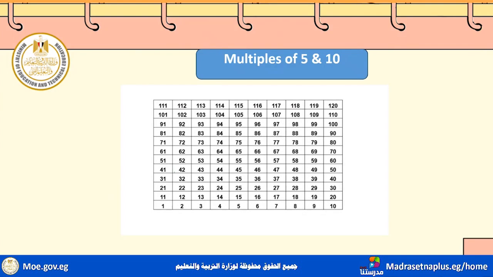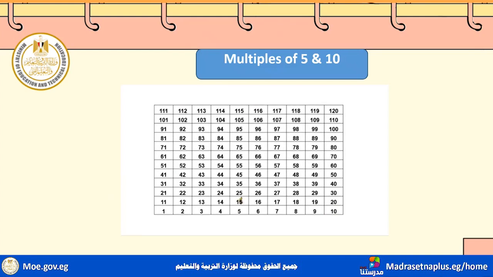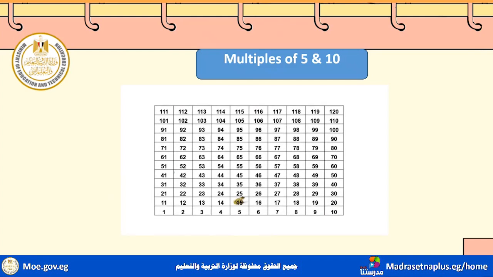Look at the 120 chart. We can see a frog. The frog jumps on the number 5. Next, it jumps to the number 10. Then to the number 15. So what happened for this frog? This frog jumped by 5s.